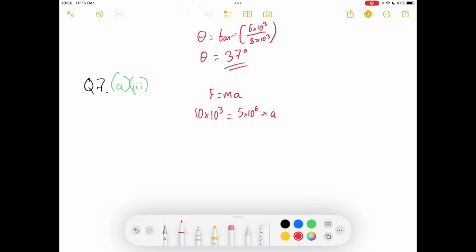The acceleration is what we're finding out. Then when you rearrange all that and calculate it out, you should get 2 times 10 to the minus 3 ms to the minus 2, which is quite small, but that's alright. It's a ship moving out, it's probably not going to be accelerating that fast.